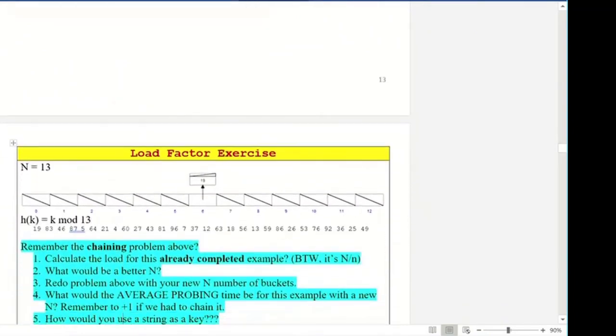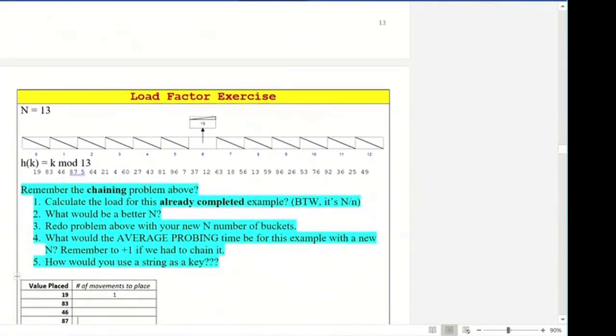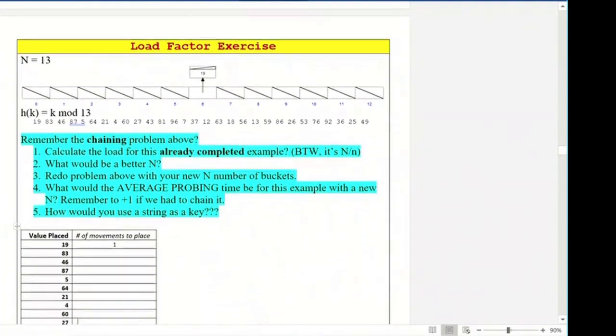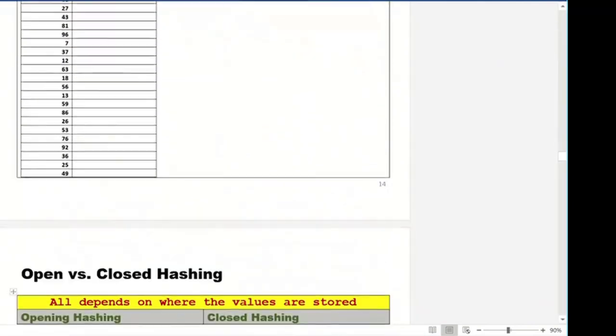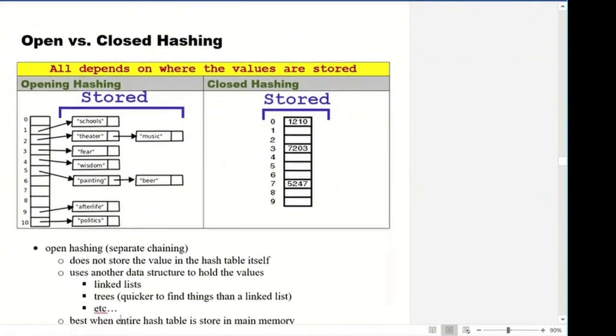All right, let me see here. What do I got? About 15 minutes left? Okay, here's what I want you to do. In this load factor exercise, remember that chaining is what we're doing here. So I want you to calculate the load factor for this already completed example, and then what would be a better N for that. You know what? Nah, I'm not going to do that. I'm skipping that for now, only because it's not going to be on your new test. I know it's on your test, most of it. So let me get you something that is. All right, here's something that is.